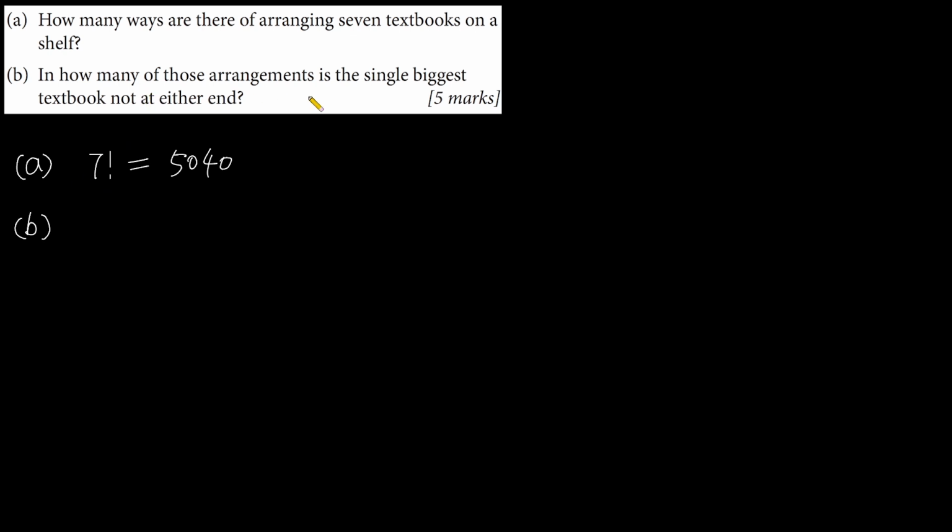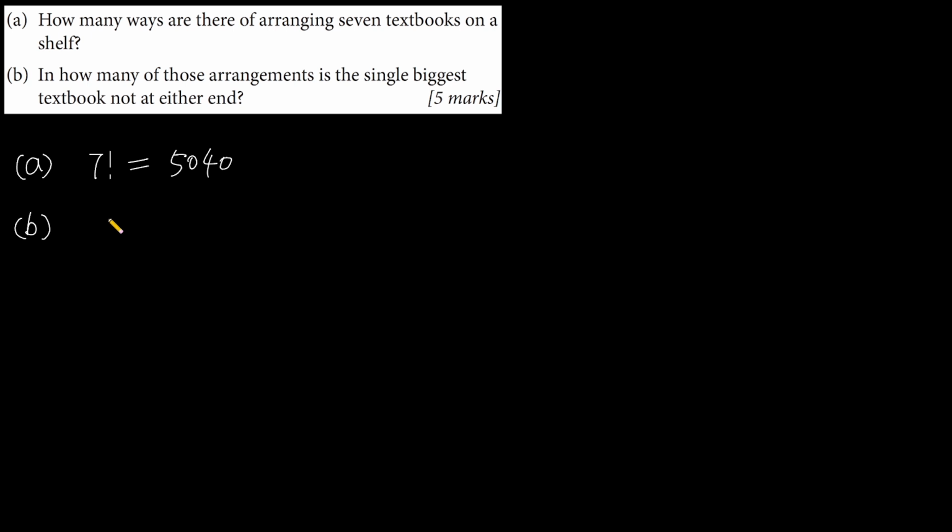So if we can find the number of ways that the single biggest textbook is at either end, then we use the total number of permutations to minus the number of permutations that the single biggest textbook is at either end. Then we can get the number of arrangements that the single textbook is not at either end.